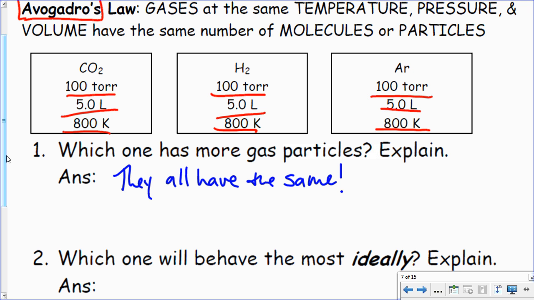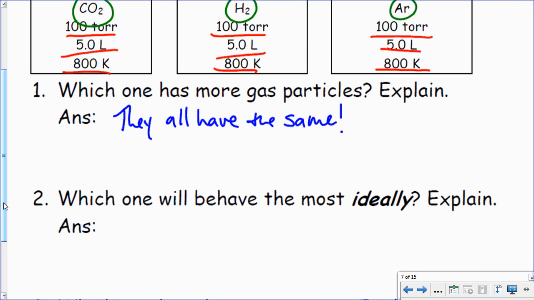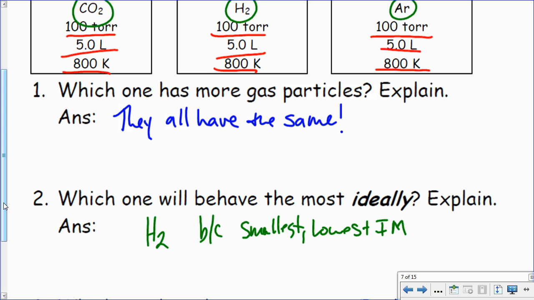Which one of these is going to be the most ideal gas? You have to look at the symbols involved. Argon, noble gas, hydrogen, and carbon dioxide. So which one's going to be the most ideal? You have to ask yourself, okay, what's the most ideal gas around? And it's a straight recall, rote memorization, H2. Explain, because smallest, lowest IMF. Okay? It's the smallest, it's the lightest, it's the lowest IMF. I gotta put that there. There we go.